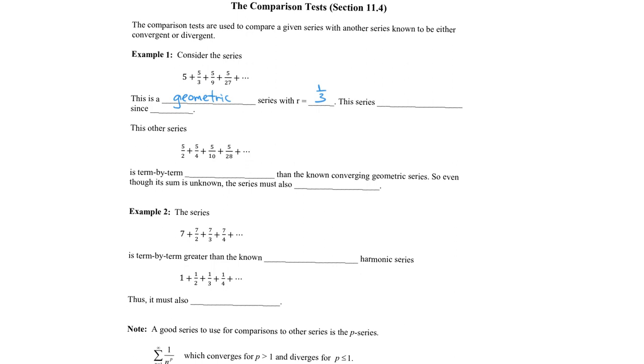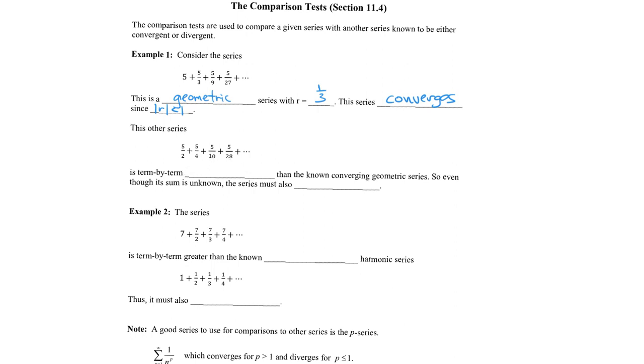Also, the way you can find it at any time is just take one of these and divide by the previous one, right? Take any term, divide by the previous term, you get the ratio. Now, since r is 1/3, we know that this series converges, since the absolute value of r is less than 1, because r equals 1/3. Then we've got this other series over here.